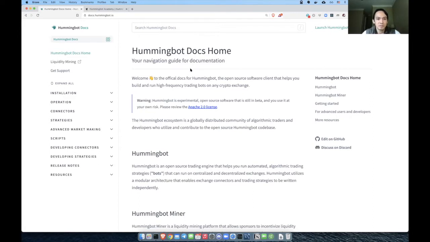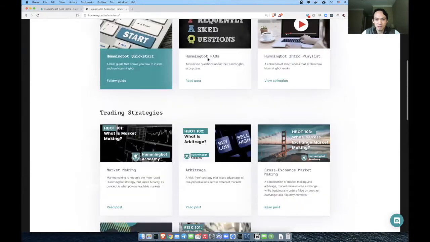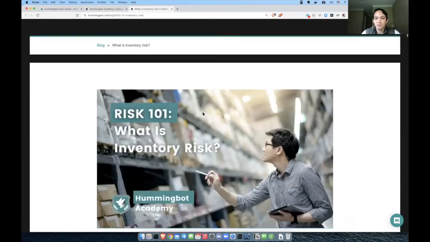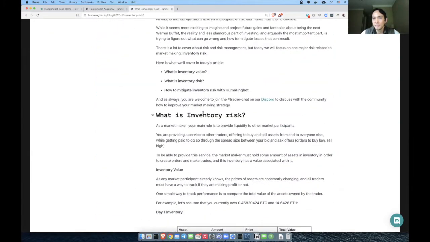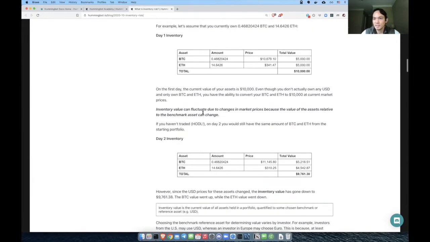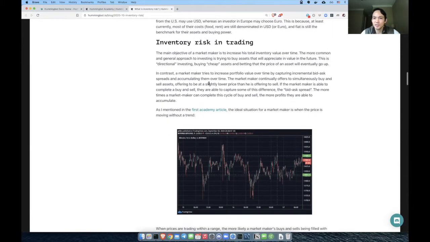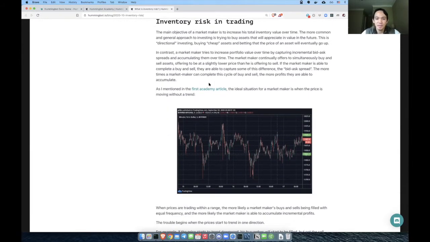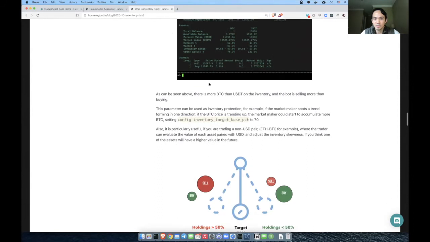So just to get started, a few resources we have here. I'll start off here on our Hummingbot site, on our Academy tab. Some of the features I'll discuss today, we actually wrote an article called Inventory Risk, so you can find that in our Academy. I'll also refer to this because we have some graphs that explain some of the concepts and features that I'll be discussing today. This goes into more detail of what I just mentioned, the inventory risk in trading and market making. And later in this article, we have the features that we use to mitigate some of this.